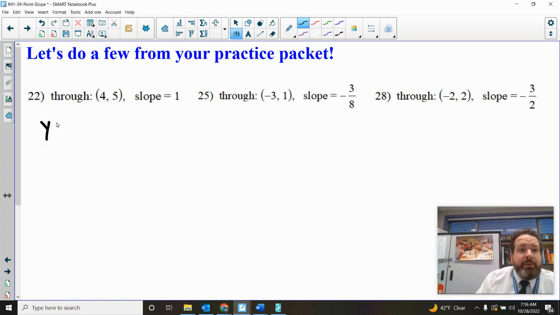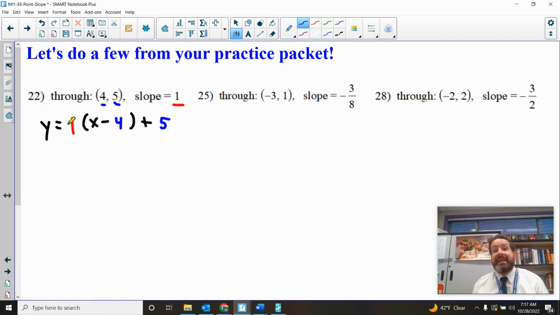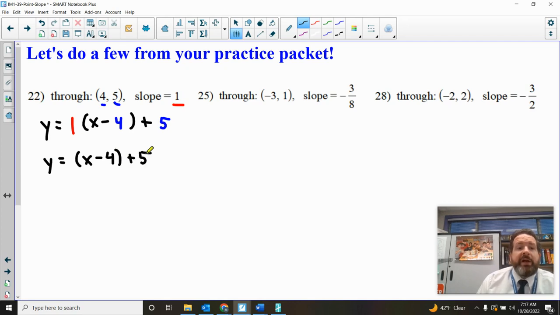First, the setup. Y equals, space for the slope, x minus, space for the x1 with a plus on the end. Let's put the numbers where they go. The slope is 1. The x-coordinate is 4. And then the y-coordinate is 5. It is okay to leave it like this, but since multiplying by 1 doesn't change anything, we will very often just not write the 1. And so if you check your answer in the back, it will likely look like this without the number 1 in front.